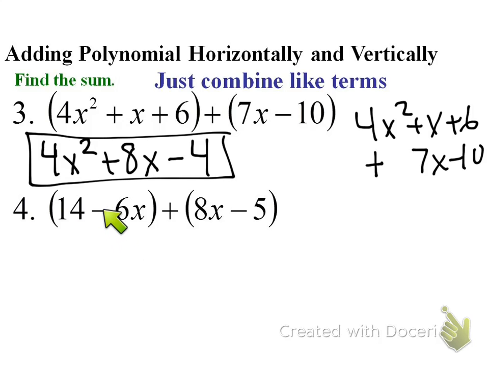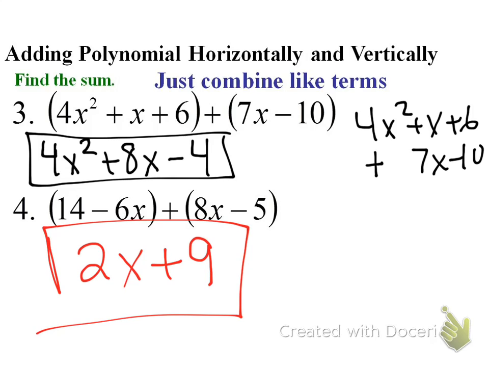Also, don't forget this negative stays with the 6x. So what is negative 6x plus 8x? 2x. And then 14 minus 5 is 9. And it's positive, so plus. What questions do you have?